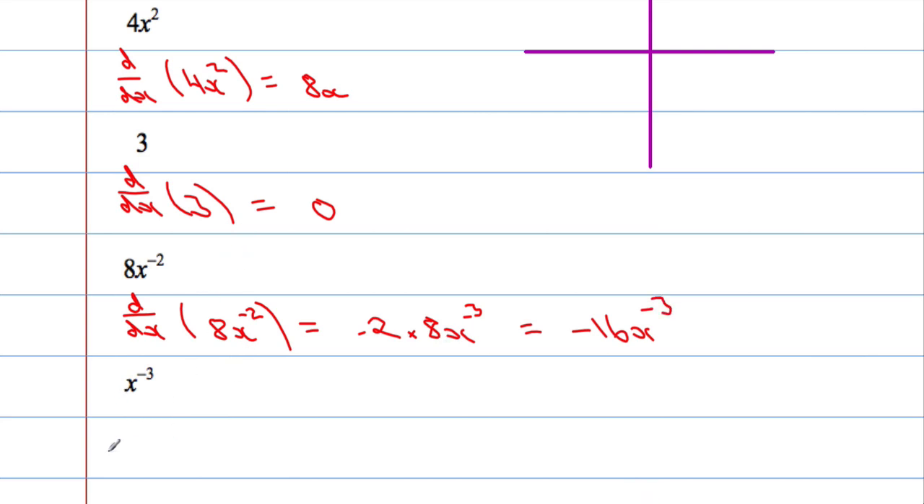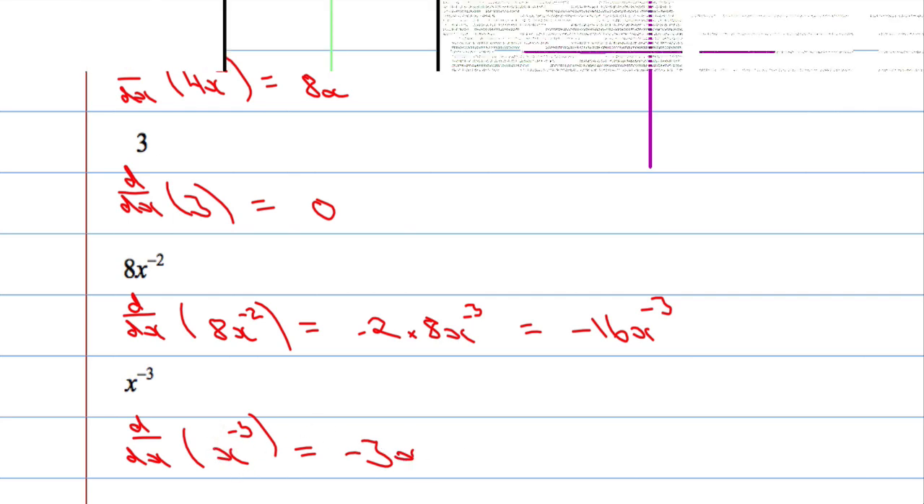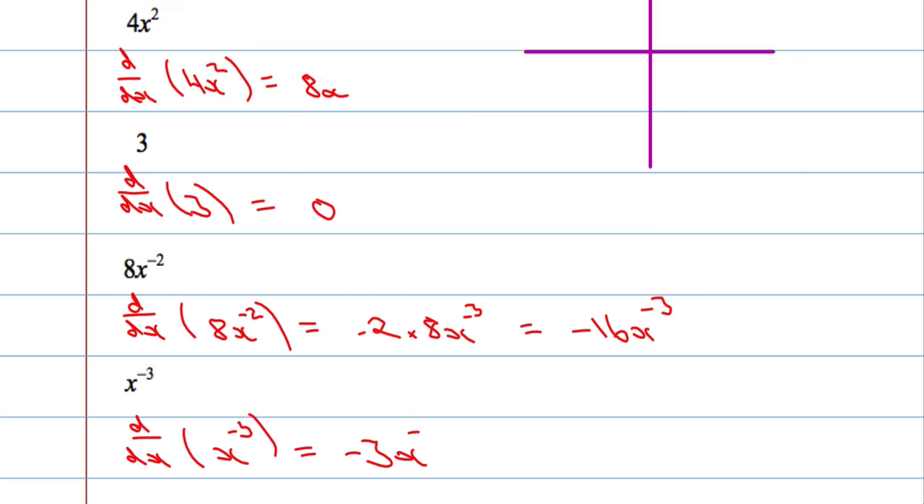And the final example here, d by dx of x to the negative 3. Again, power comes down in front, multiply by the coefficient of x, which is 1 in this case, so we get negative 3, and reduce that power of x by 1, we get negative 4. Alright, let's take a look at a few more examples.